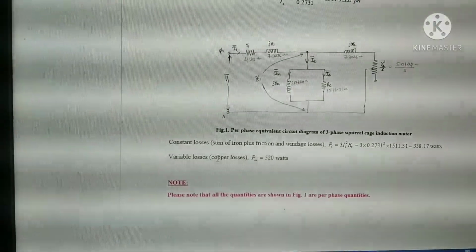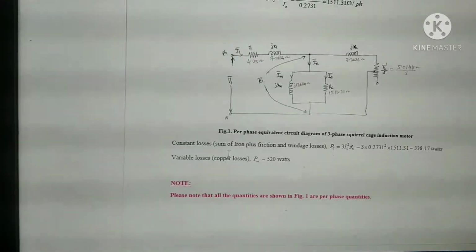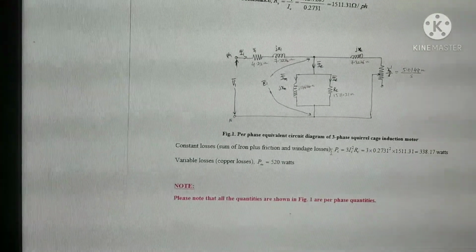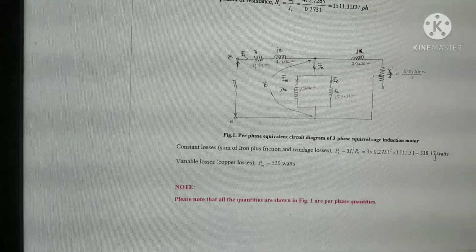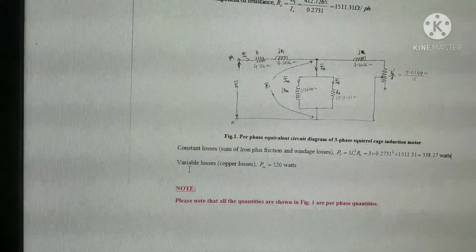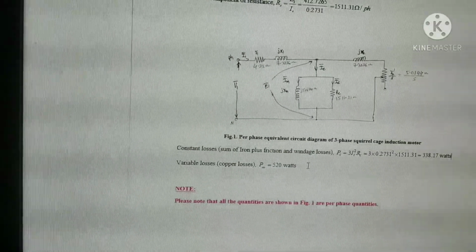From the above experimental data, we can also determine the constant losses, that is sum of iron plus friction and windage losses, that is equal to 338.17 watts, and variable losses is equal to 520 watts.